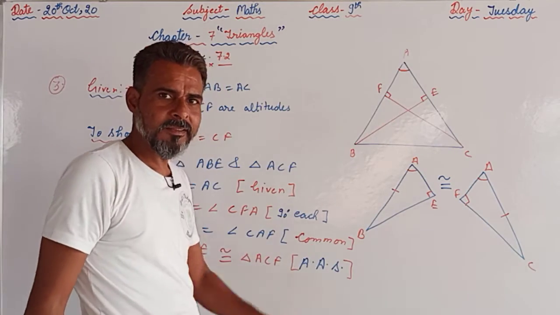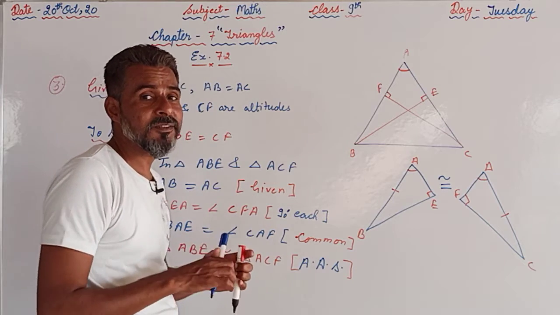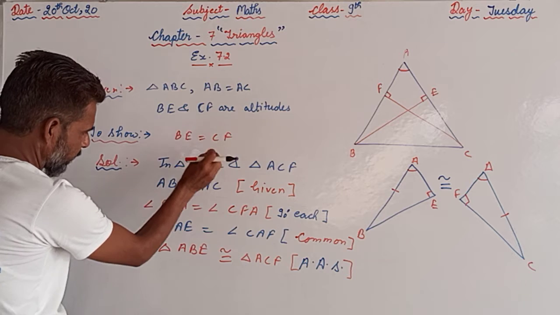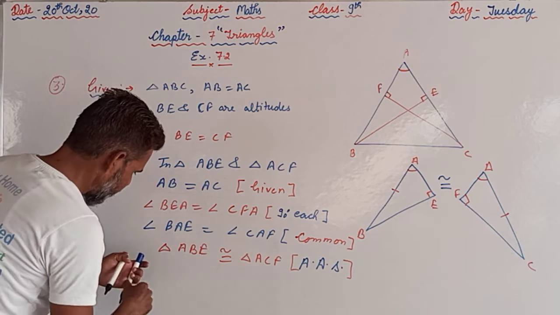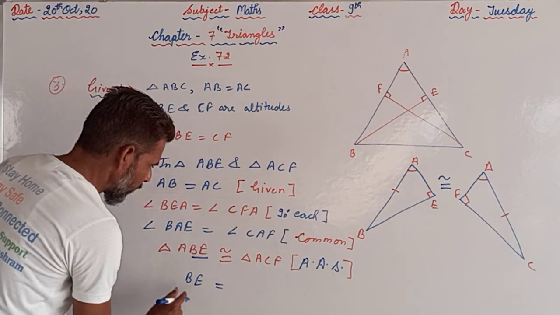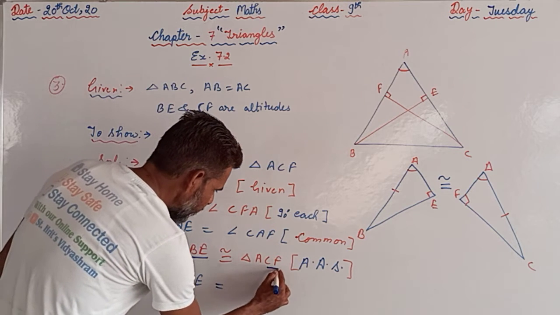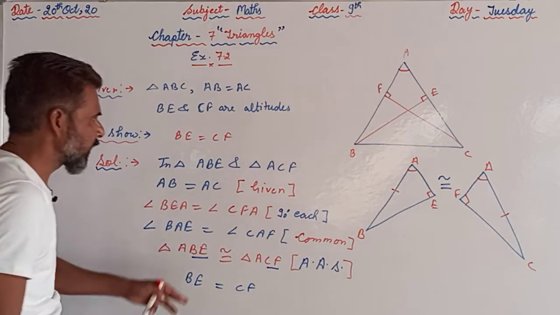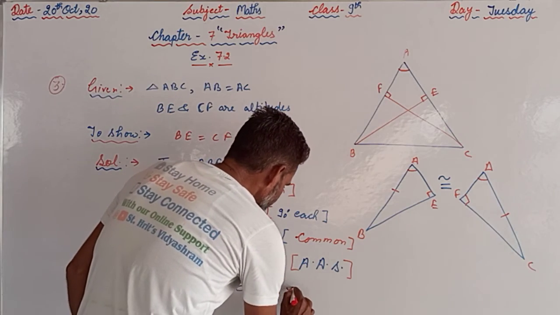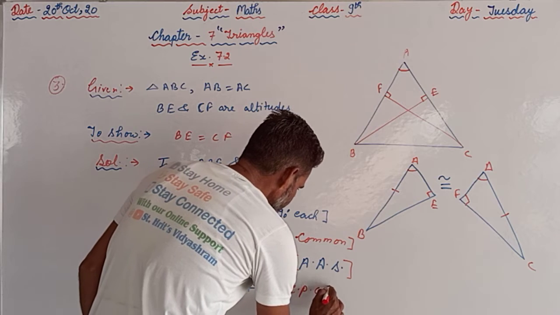If the triangles are congruent, then their corresponding parts will also be the same. So, from here we are supposed to see BE. BE will be equal to the corresponding part, meaning the last two. Here it is CF, that we have to prove. And now we are supposed to supply the reason for that, that is CPCT.